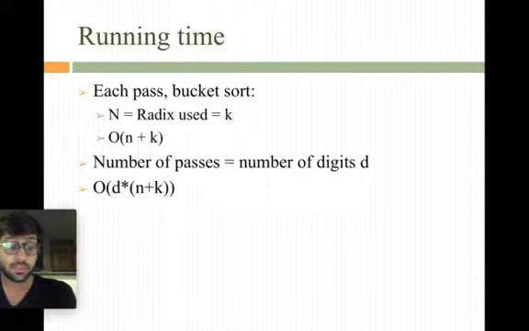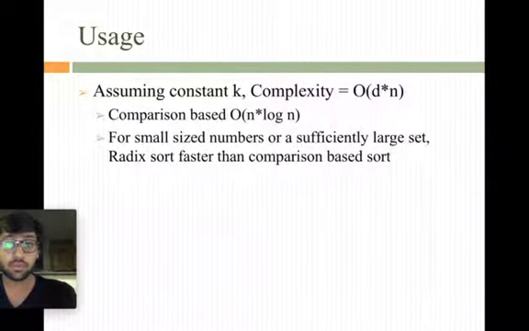Now the total number of passes of the algorithm is equal to the number of digits, and since it is being done in a loop, the total time required by the algorithm is order of d into n plus k, where k is the radix, n is the number of numbers, the size of the array that needs to be sorted, and d is the number of digits. So if k is constant because we take a constant radix, then the complexity of the algorithm is order d into n.